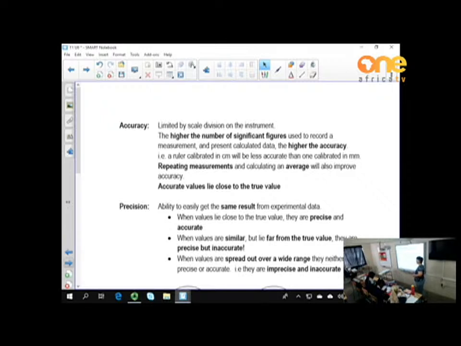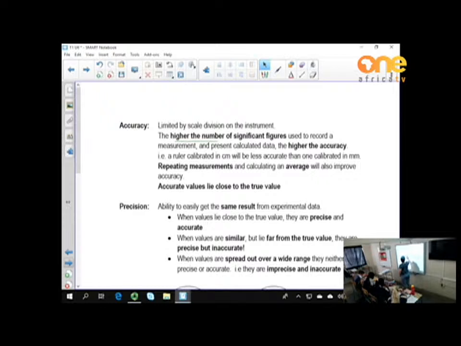Accuracy. The accuracy of your instrument is limited by the divisions that it's calibrated in, all right? You can never be more accurate than the instrument, because if it is calibrated in millimeters, you cannot be more accurate than that millimeter, because that millimeter already has an error on it. So I can't say 15,275 millimeters. That's totally absurd. It's a ridiculous answer, because the millimeter 27 is already inaccurate.